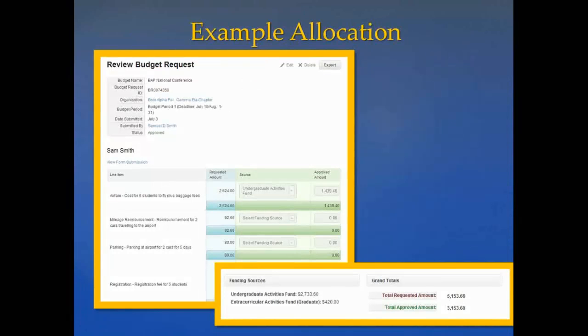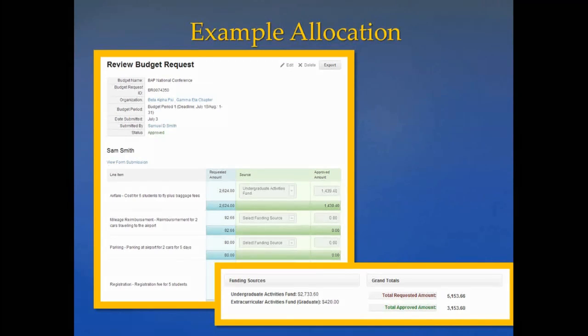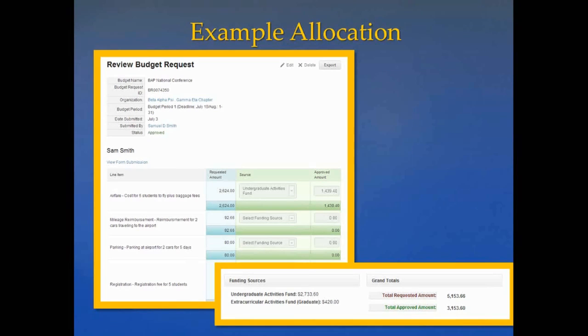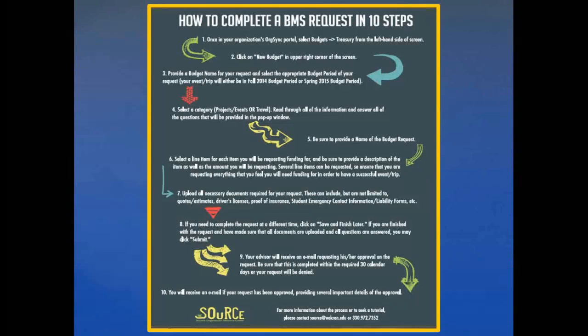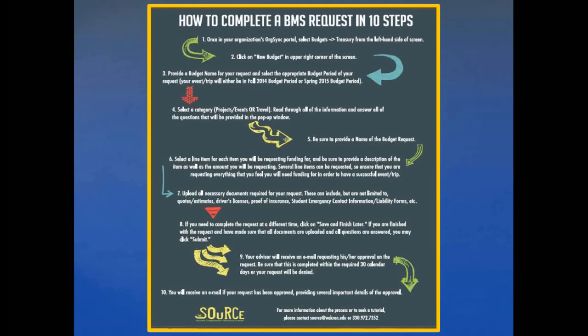This gives a general overview of what your allocation will look like. It will show your total allocations and what area you were specifically allocated for. If you are allocated money for multiple line items, you may spend your allocated money as you see fit between the approved areas. You may not spend money on line items that were not approved by the student governments. Here is a flyer with a general walkthrough of the budget management system. Feel free to stop by the source for a hard copy.